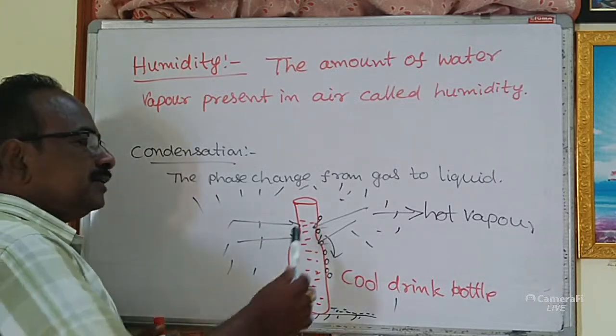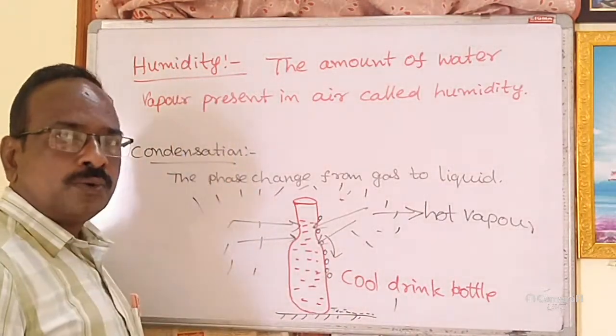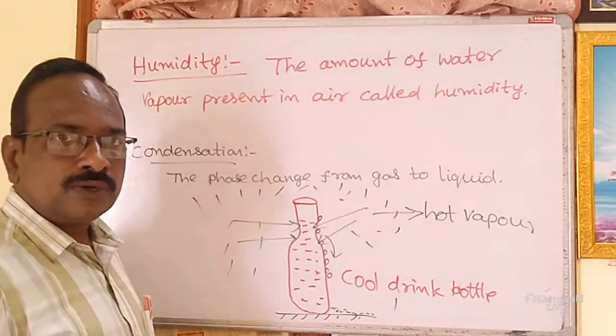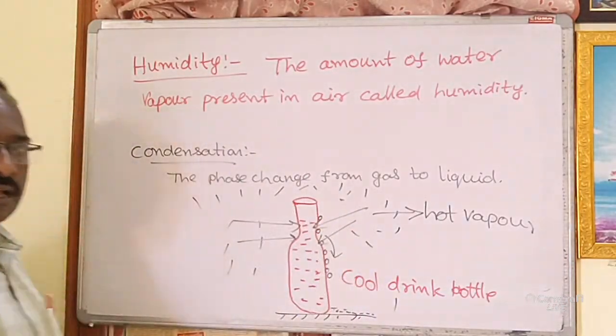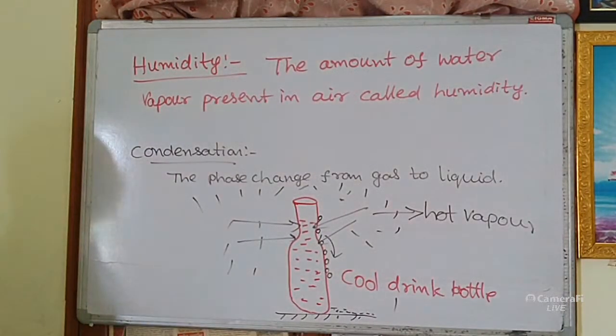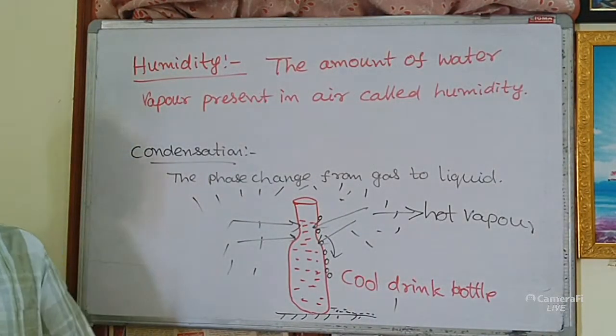So when they touch this one, they slow down. The energy will be slowed down. Energy will be decreased. Due to that reason only, water droplets are formed on the surface of the bottle. Next, this one is condensation.